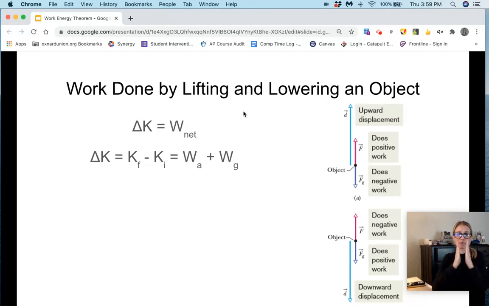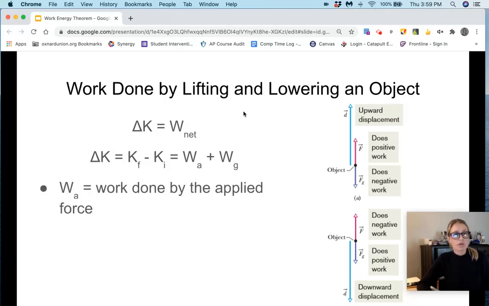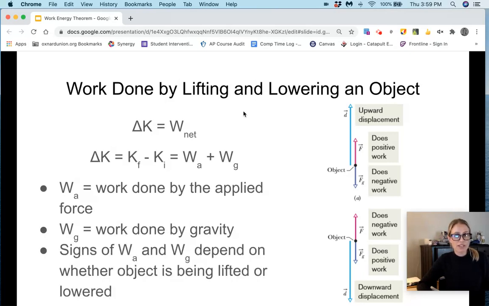If the force is in the same direction as displacement, then that work will be positive. If it's in the opposite direction to displacement, then that work will be negative. So like I said, W sub A is the work done by the applied force, and W sub G is the work done by gravity. Those signs of W_A and W_G depend on whether the object is being lifted or lowered.